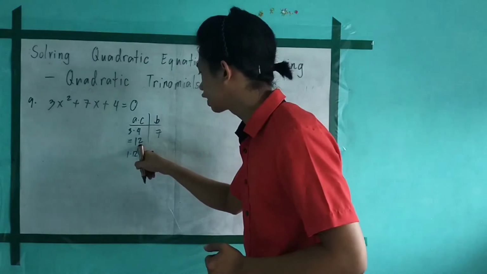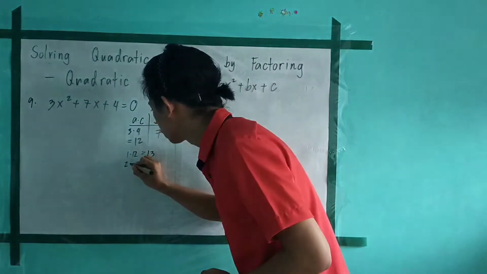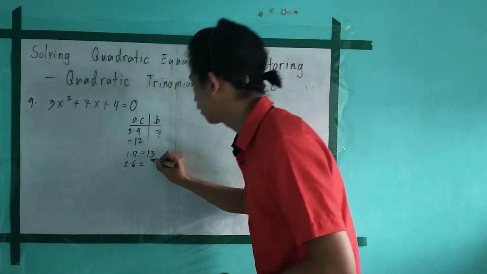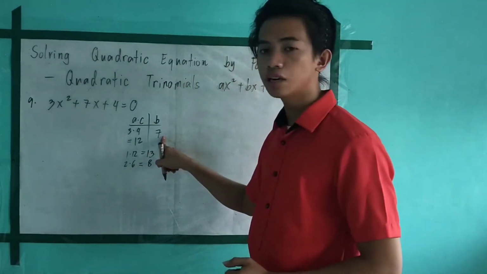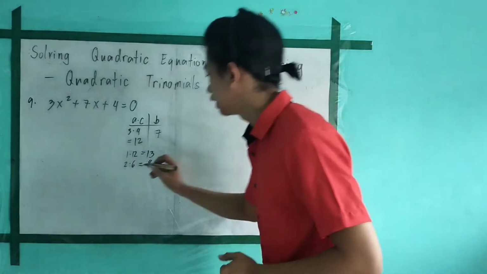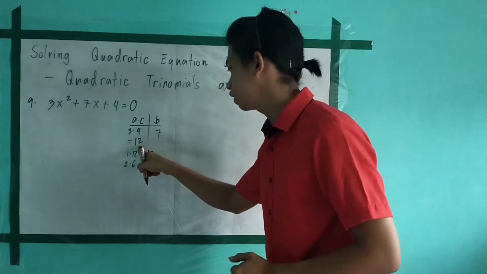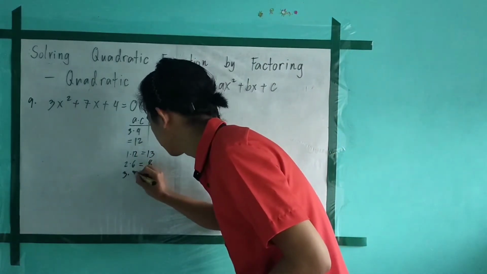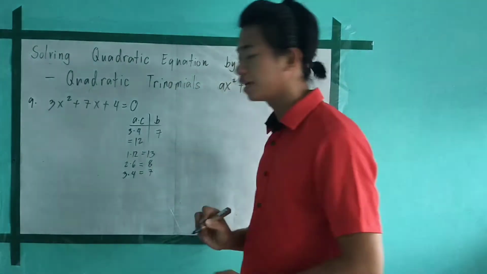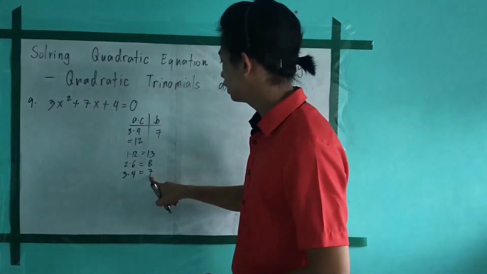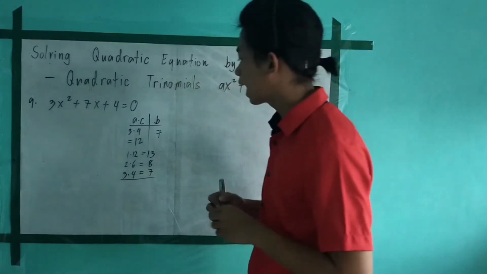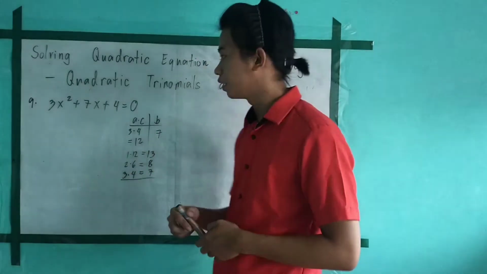Next, ano pang factors ng 12? We have 2 multiplied by 6. So, 2 plus 6, we have 8. 8 is not equal to 7, therefore, yung 2 and 6 natin is not a factor. Next, ano pa ang factors ng 12 natin dito? We have 3 times 4. 3 plus 4, we have 7. So, since 7 is equal to 7 now, therefore, our factors are 3 and 4.